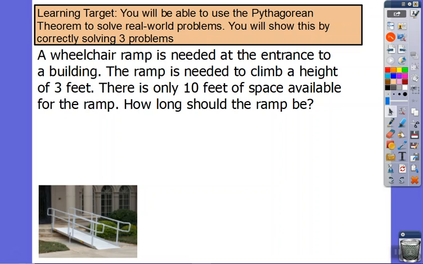A wheelchair ramp is needed at the entrance to a building. The ramp is needed to climb a height of 3 feet. There is only 10 feet of space available for the ramp. How long should the ramp be?